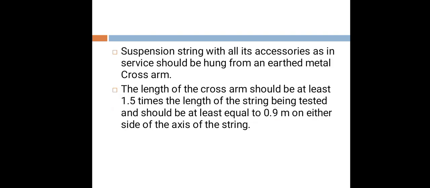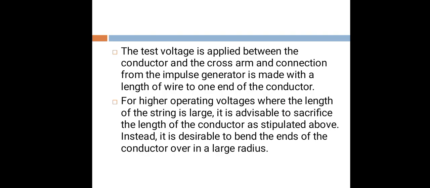Suspension string with all its accessories as in service should be hung from the earthed metal cross arm. The length of the cross arm should be at least 1.5 times the length of the string being tested and should be at least equal to 0.9 m on either side of the axis of the string. The test voltage is applied between the conductor and the cross arm, and the connection from the impulse generator is made with a length of wire to one end of the conductor.